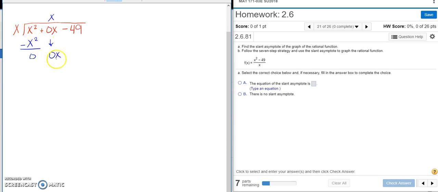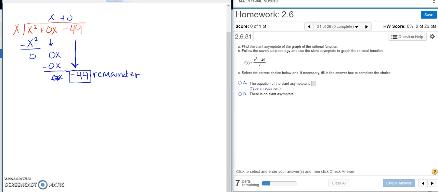x times what is 0x? That's just 0. 0 times x is 0x. It seems kind of silly doing it with these zeros, but obviously that's still 0. That's nothing. We bring down the minus 49. That would be our remainder.